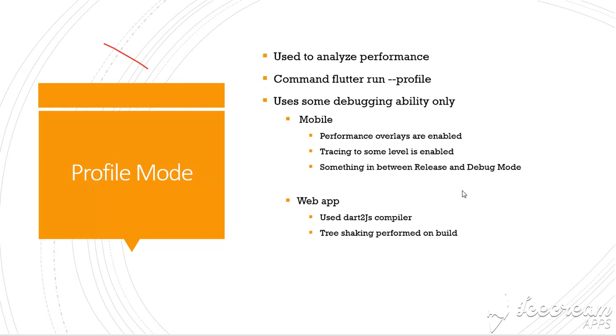related tracing information is enabled, and we use the dart2js compiler for profile mode, which is the same compiler that you use for release mode. For debug mode, we use the dev compiler. And the command for flutter run is --profile. It uses some debugging ability only. As I said, mobile performance overlays are enabled, tracing to some level is enabled, something in between release and debug mode. Okay, so tree shaking is performed on build.